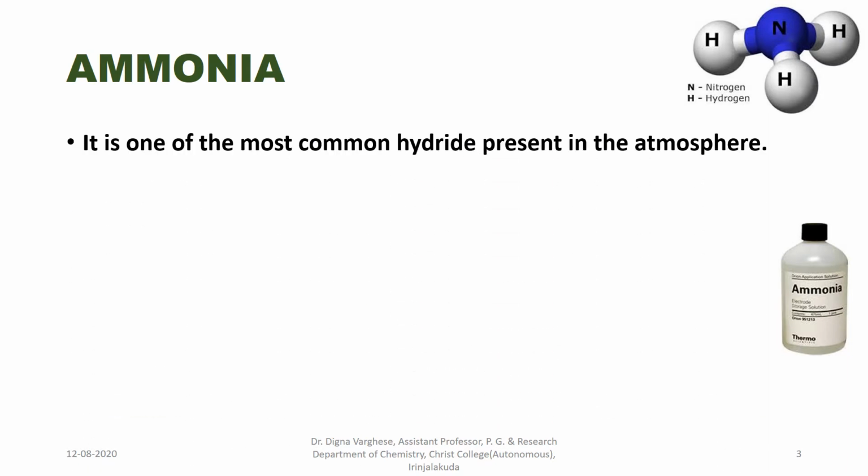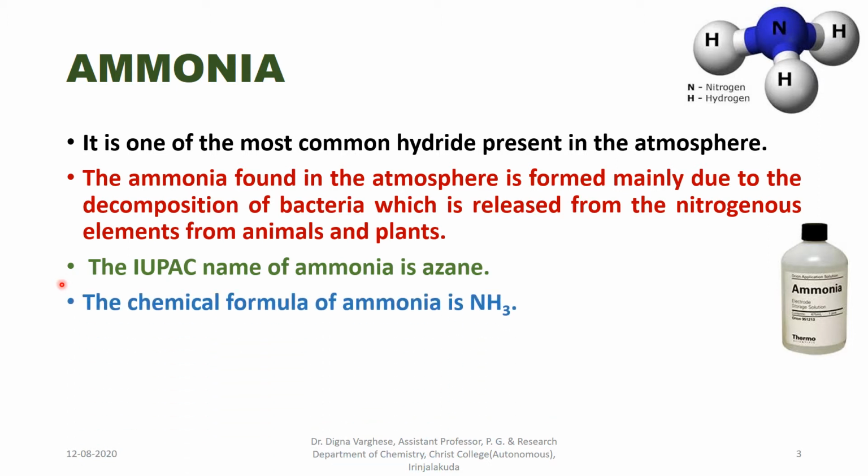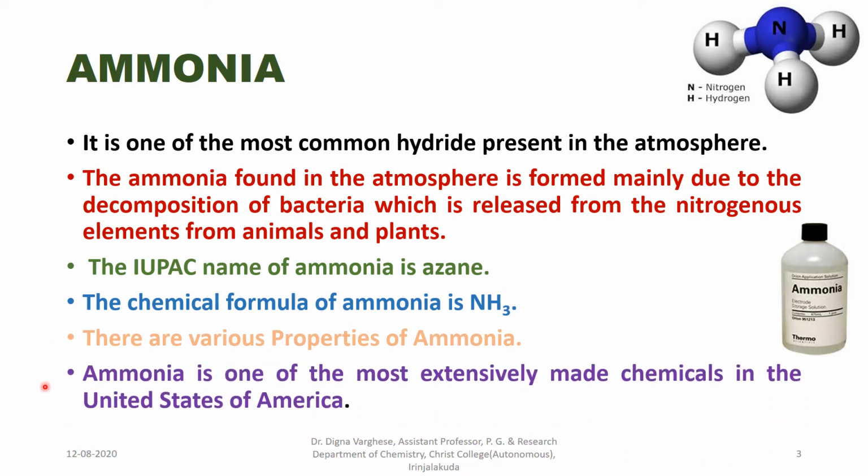Ammonia. It is one of the most common hydrides present in the atmosphere. The ammonia found in the atmosphere is formed mainly due to the decomposition of bacteria, which is released from the nitrogenous elements from animals and plants. The IUPAC name of ammonia is azane. The chemical formula of ammonia is NH3. There are various properties of ammonia. Ammonia is one of the most extensively made chemicals in the United States of America and also in other countries.